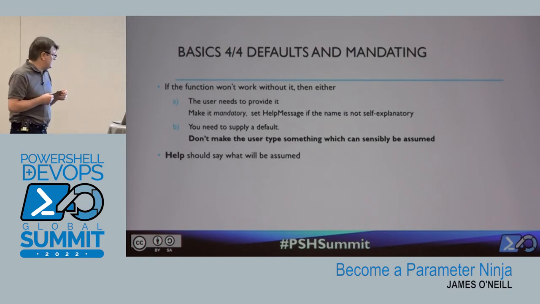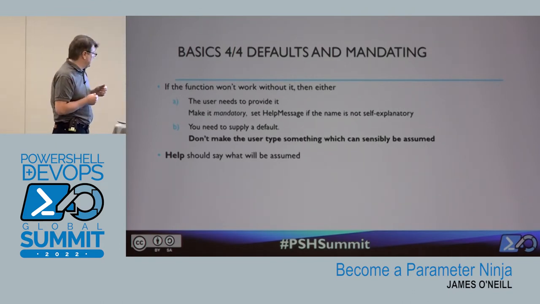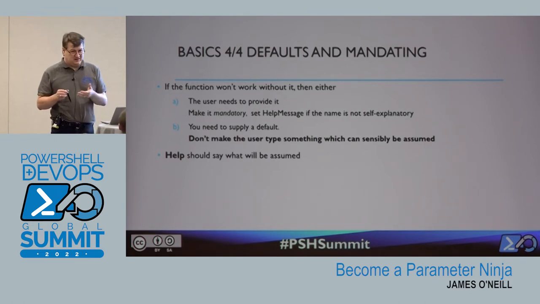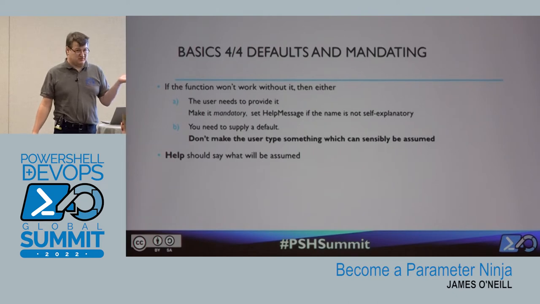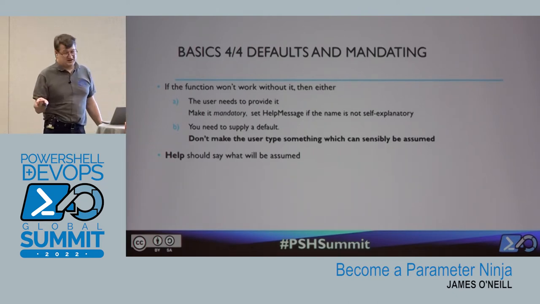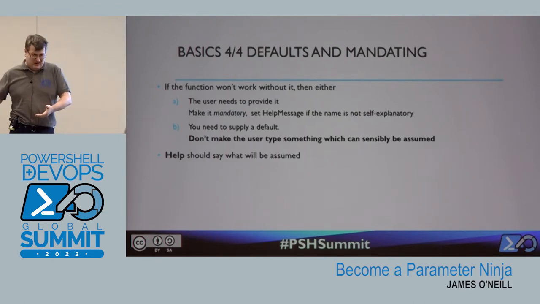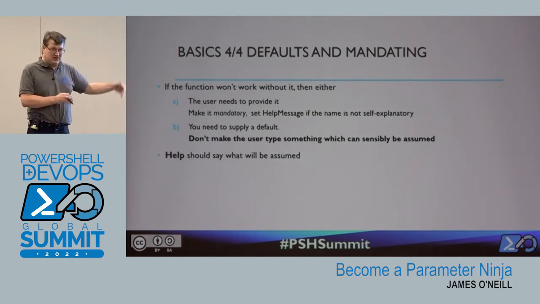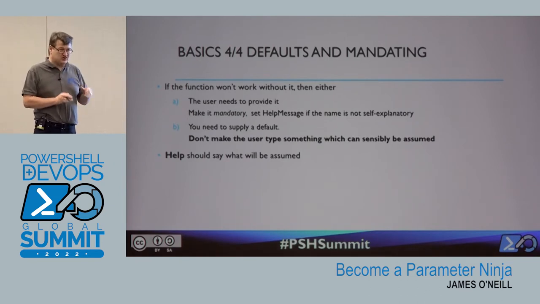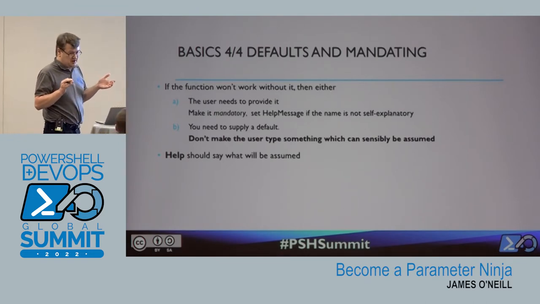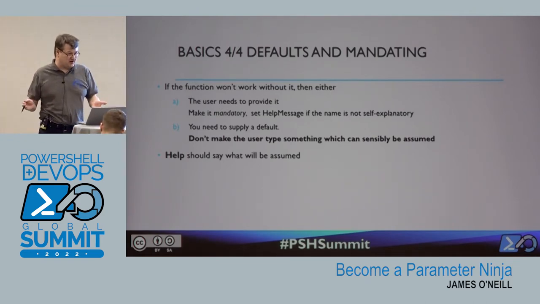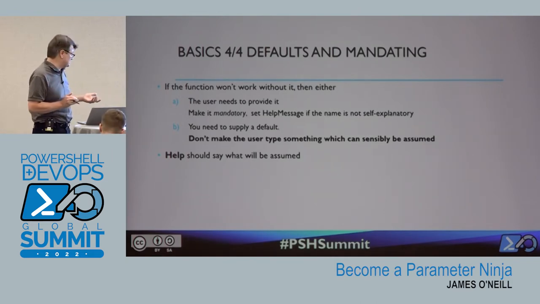Last one of the basics, defaults and mandatory parameters. If a function won't work without it, you're going to have to provide a value one way or the other. Either it's a mandatory parameter, you make the user provide it, or you specify a sensible default. There is no excuse, I'm sorry, another hill I'm going to die on, for making the user type in something where you could assume a parameter that will work in 80, 90% of all cases. Right? Don't make somebody specify a directory if current directory will usually work. Okay, that's a fairly obvious one.